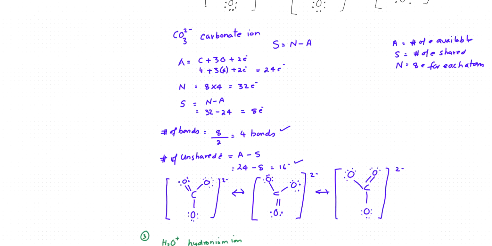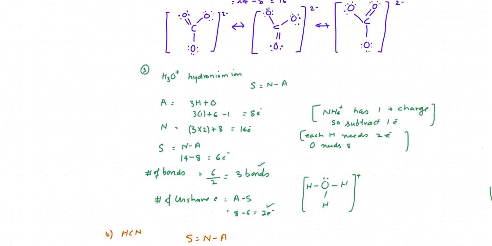Next, one more example, let's take the hydronium ion, H3O plus. So how many electrons are available? H3O, there are 3 hydrogens and 1 oxygen. In the valence shell of each hydrogen there is 1 electron, and oxygen has 6. So 6 plus 3 is 9. Because there is 1 positive charge, we have to subtract 1 electron. When there is a positive charge, we have to subtract. So we get 8 electrons available.